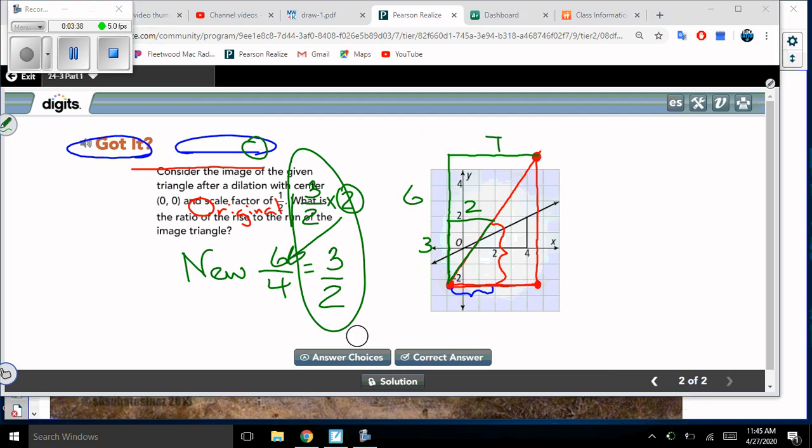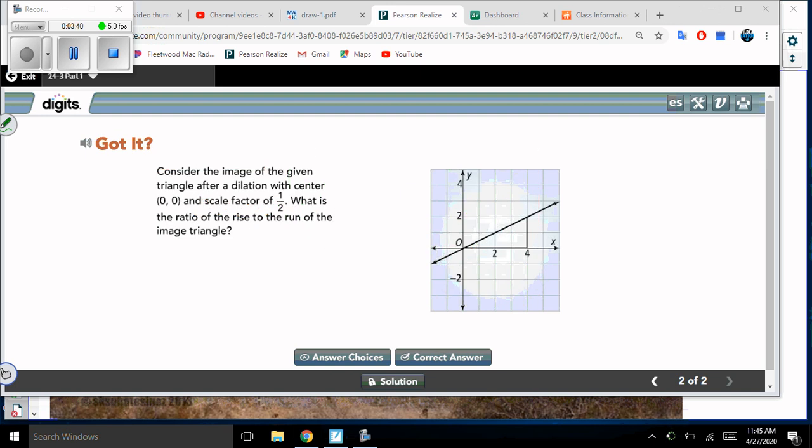Let me erase this entire mess. It says consider the image of the given triangle after dilation with the center being at 0, 0. So in this case, here's going to be your center of dilation, and a scale factor of 1/2. All right. So if I take a look at this particular situation, you can see my original triangle has a length of 4, and it has a rise of 2. So the original has a slope of 2 over 4, which is going to be 1/2.